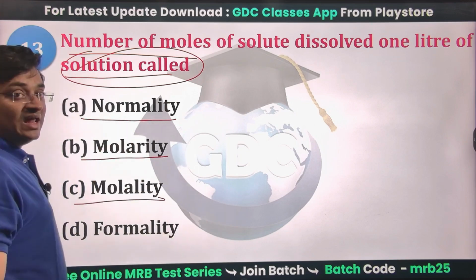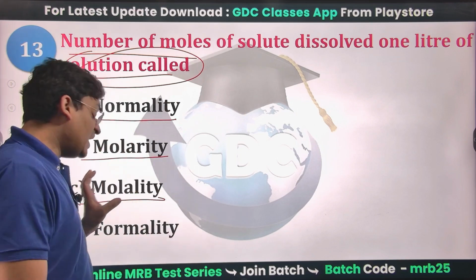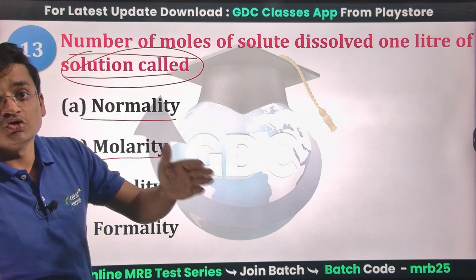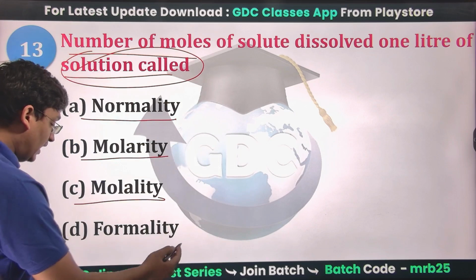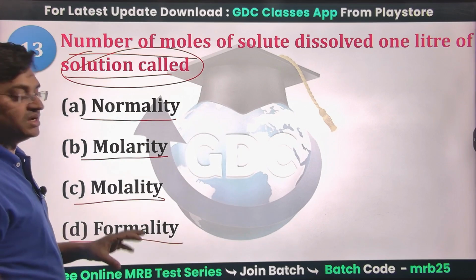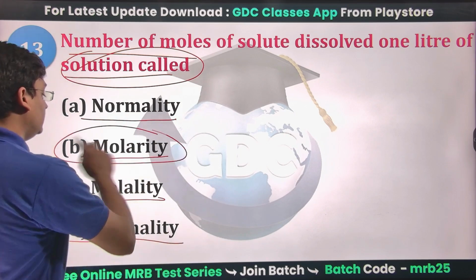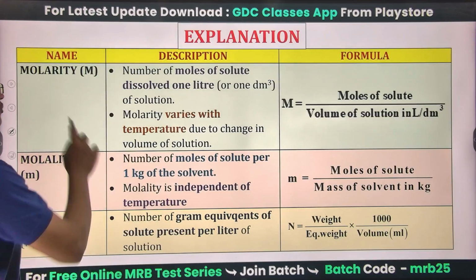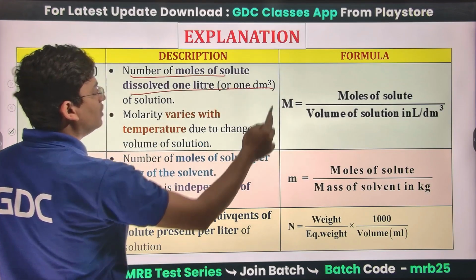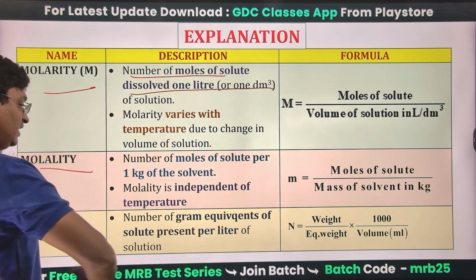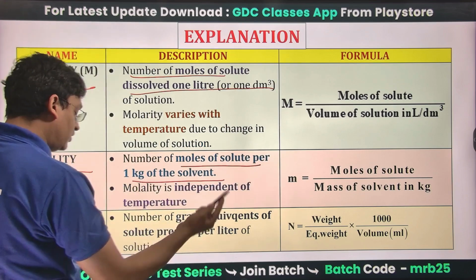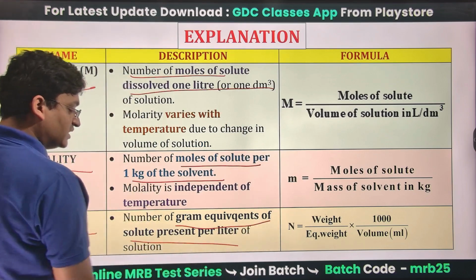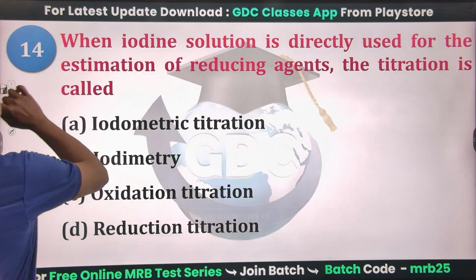When you talk about molality, what do you mean by molality? It is the number of moles of solute dissolved in 1 kg of solvent. And formality involves formula mass. So the right answer will be B, molarity, the number of moles of solute dissolved in 1 liter of solution. Molality is moles of solute per kg of solvent, and in the case of normality, we have gram equivalents present per liter of solution.